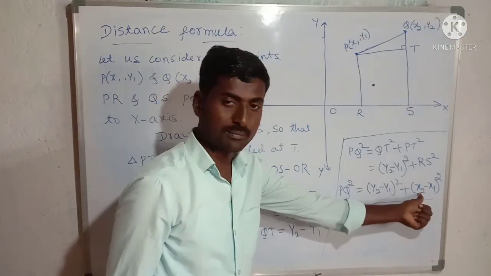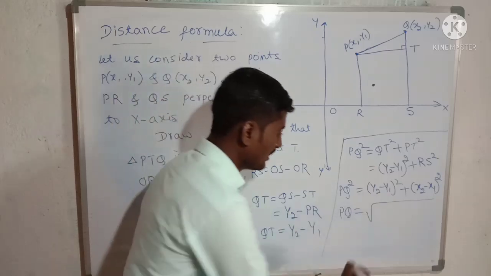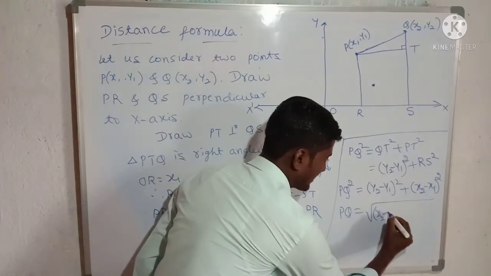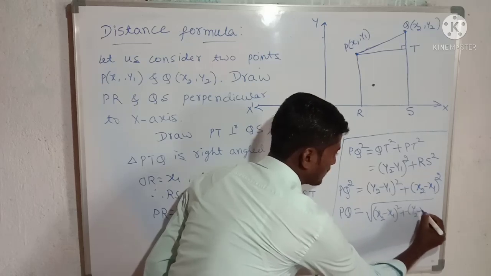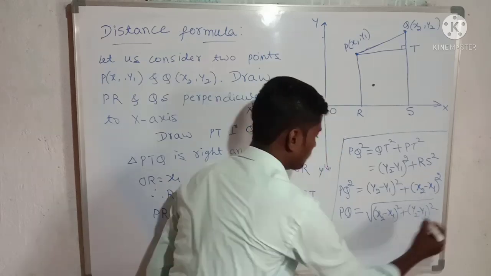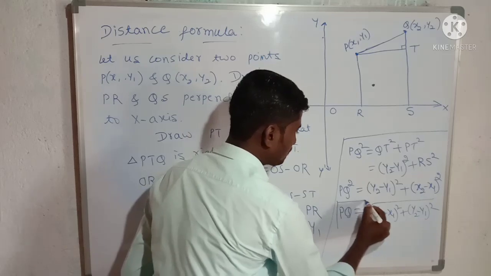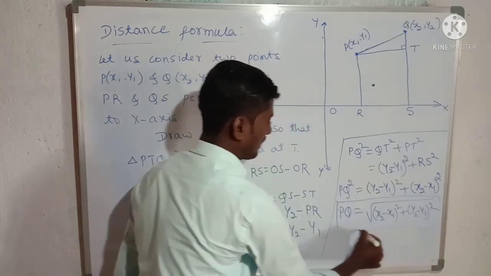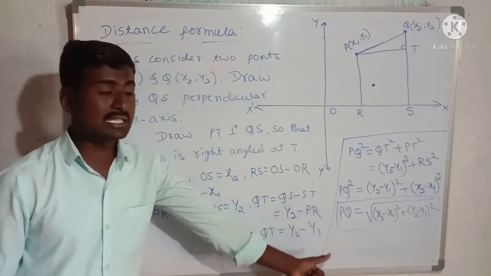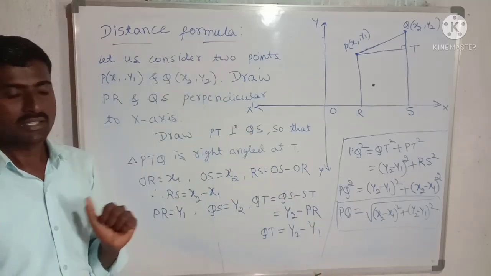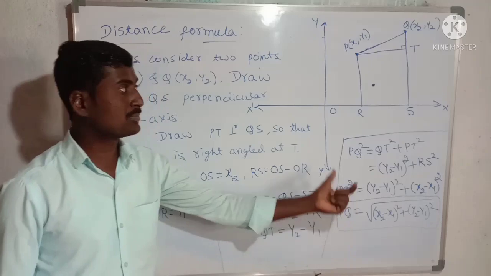First I will write this term, then after I will write this: square root of x2 minus x1 whole square plus y2 minus y1 whole square. So this is the formula. We should remember this formula. This is the formula for distance between 2 points.